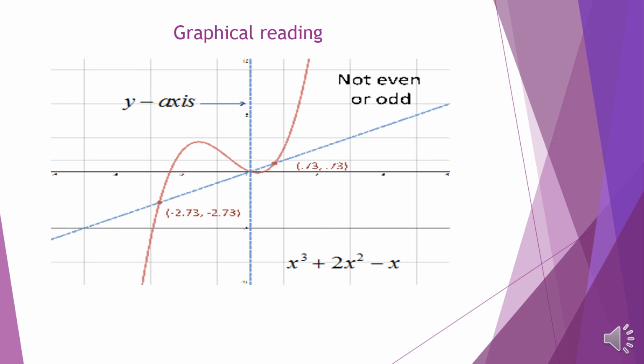At the same time, look at the y axis: here it is minus 2.73, while here it is about 3, or 0.73. So this is neither even nor odd. This curve is neither even nor odd because I cannot say the y axis is an axis of symmetry, nor the origin a center of symmetry. So this curve does not represent an even function, nor an odd one.